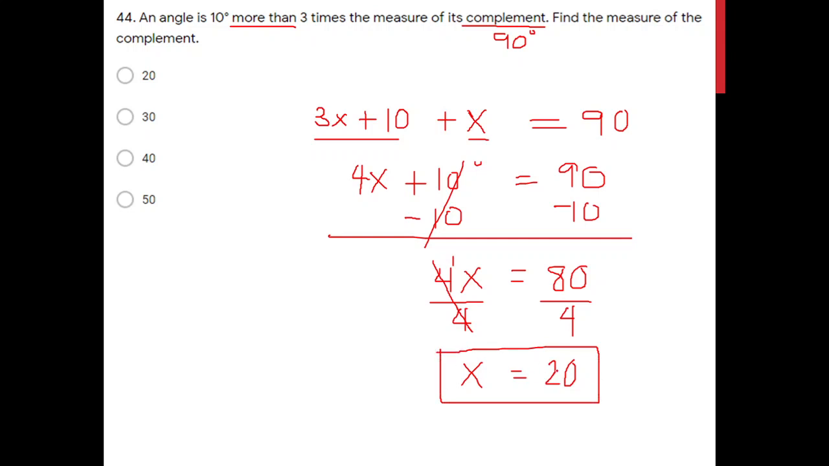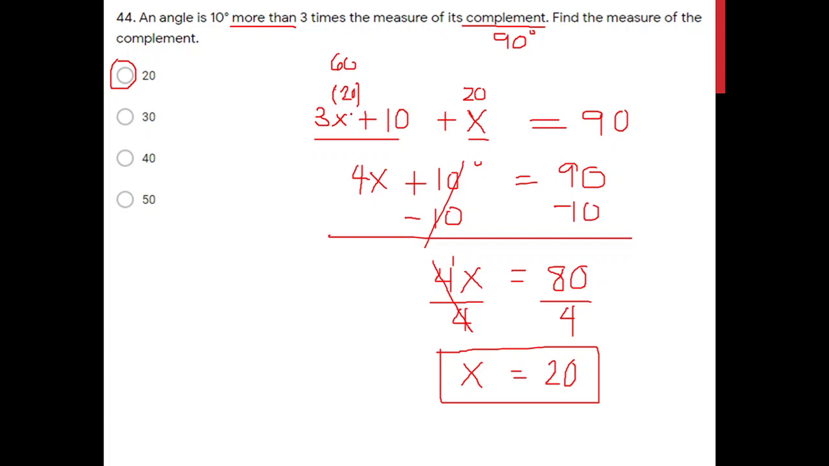So let's try to check if this is correct. If x is 20, so I have here 3 times 20, the value of x is 20, and also here that is 20. So 3 times 20, that would be 60. 60 plus 10, that would be 70, plus 20 equals to 90. Therefore, we are correct that the value of the other complement or the other angle is 20.